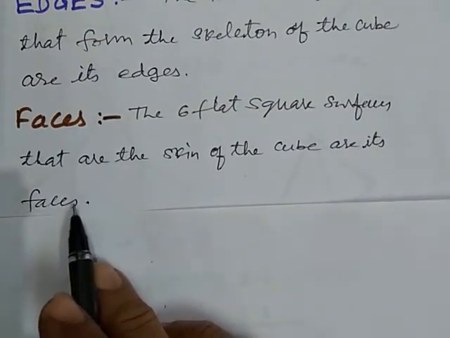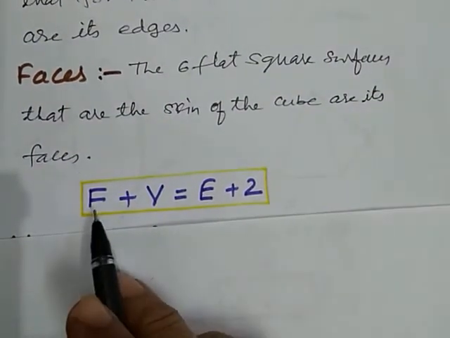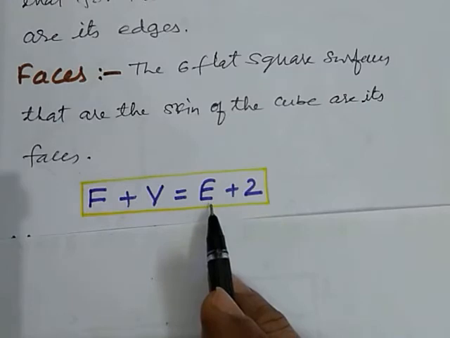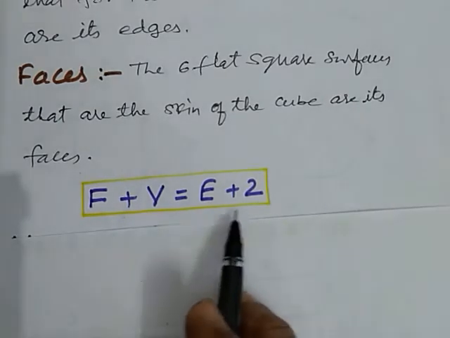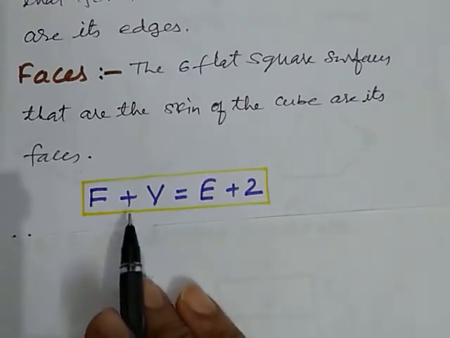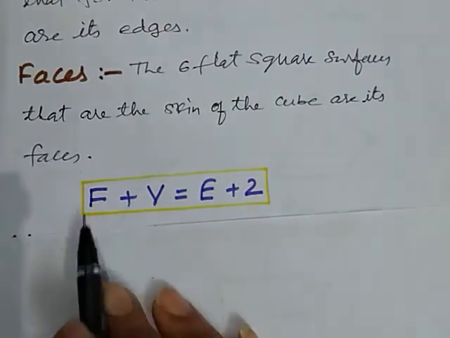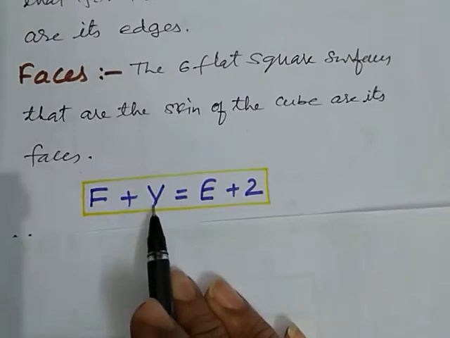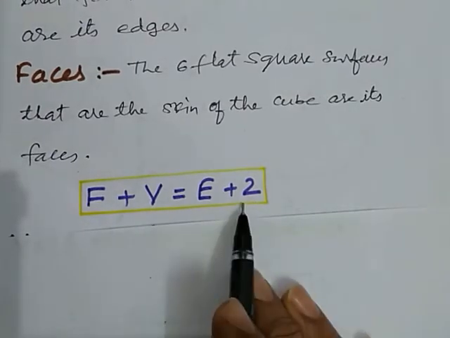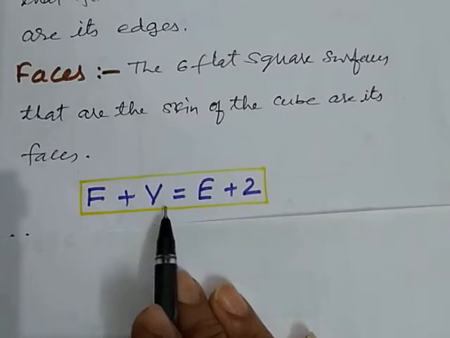Okay, so here is the relation between faces, vertices and edges. In any three-dimensional object, or any solid shape, the faces, vertices and edges have this relation: the number of faces plus the number of vertices is equal to the number of edges plus 2. Okay, this way we can find them. So this is the relation of solid shapes.